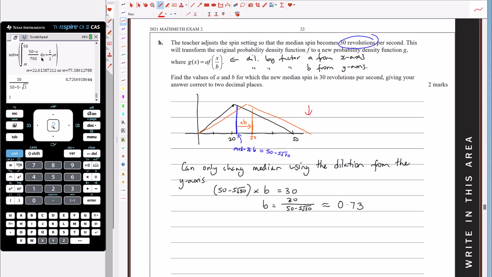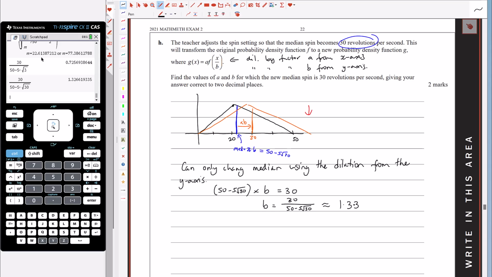Hang on, it doesn't make sense that b is less than 1, because we have to have dilated it away from the y-axis, so b has to be a positive number greater than 1. Oh, I've typed in 5 root 3, not 5 root 30. Okay, so it's not 0.73, it's 1.33. Okay, so that sort of does make sense. Something definitely didn't make sense here, and that's a thing we need to always be thinking about.